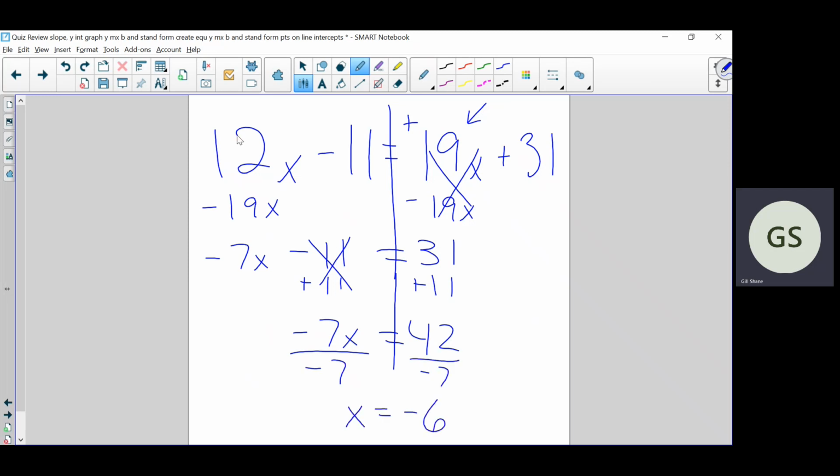X is negative 6. I'm pretty sure you get fractions on the quiz, so when you get a fraction, don't be surprised. Are you the one that made the quiz? Oh yeah, I just don't remember. Saying pretty sure, I don't remember what I did. I made it over the weekend.